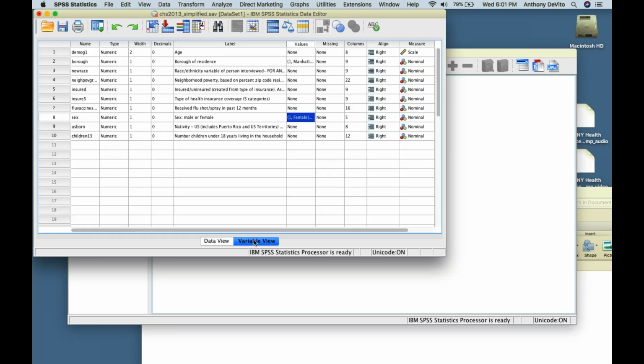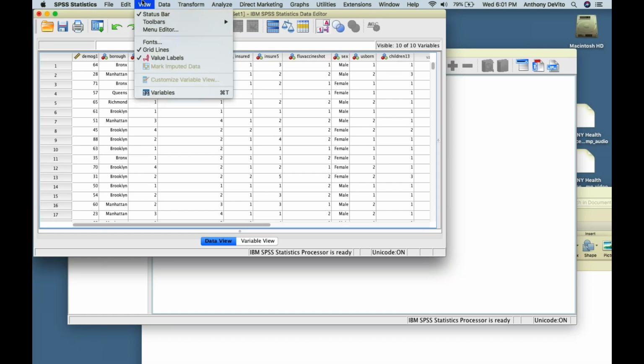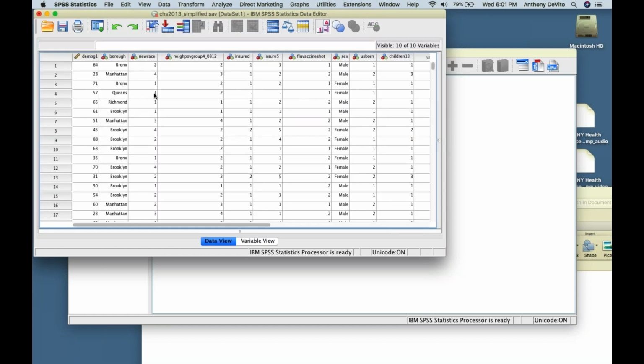By the way, you can click between the variable view and the data view by using tabs on the window, or you can also go up to view and toggle there. Right now it says, let's go to the variable view. Let's change to the data view, and so on.